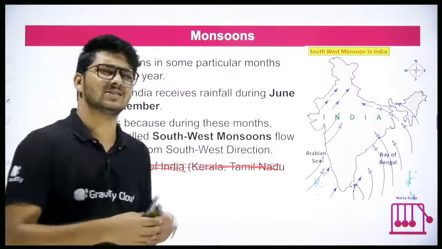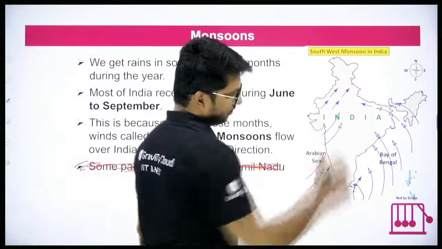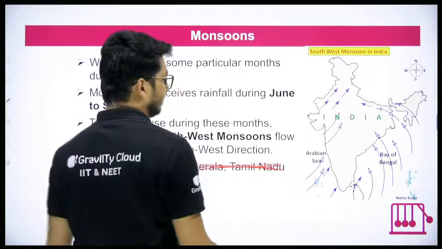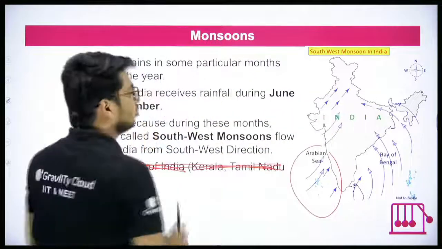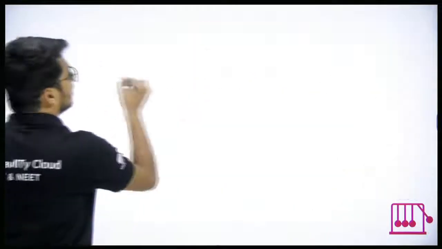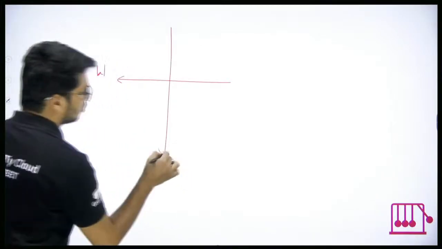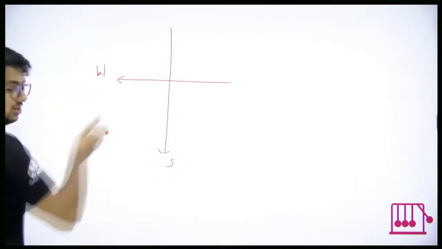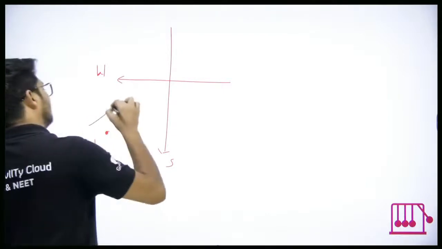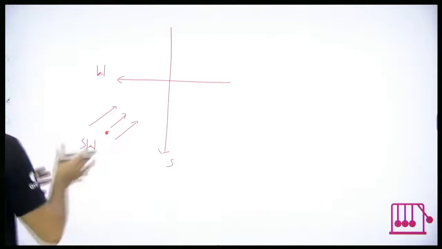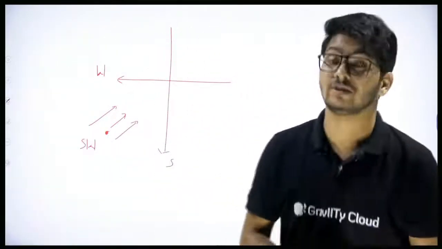And why do we call them southwest? Very simple reason. Look at the winds here. Where are they coming from? They are coming from here, this direction. And this is southwest. Why southwest? Because if I draw it in this way, this is west, this is south. So this direction will be southwest. What do we call it? Southwest. So the winds are coming in this way from this direction. So we call them southwest monsoon.